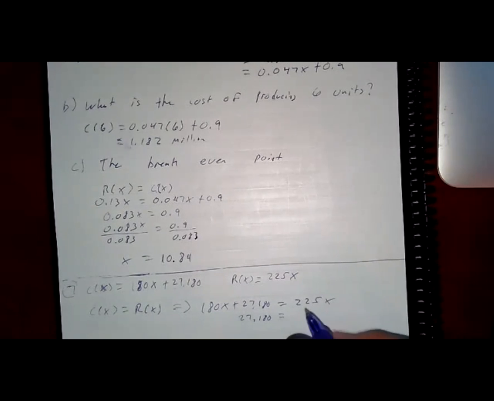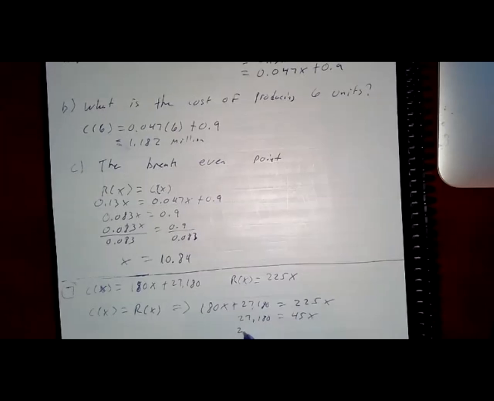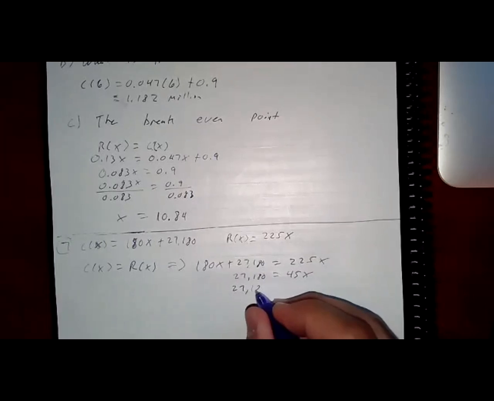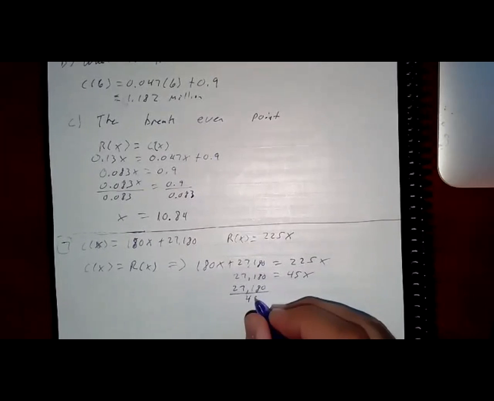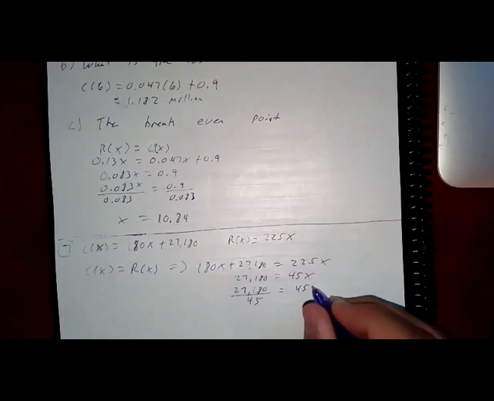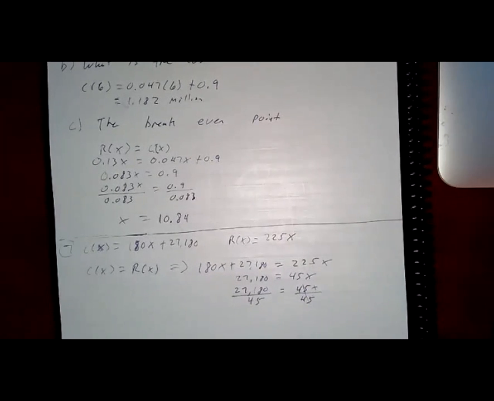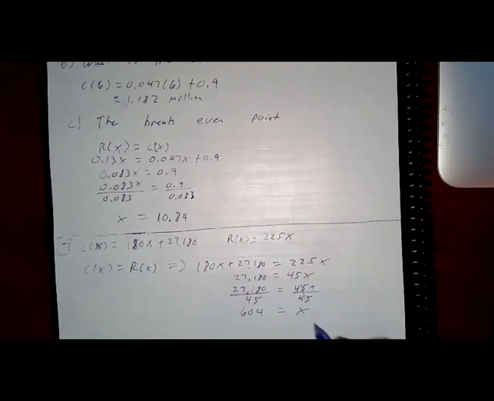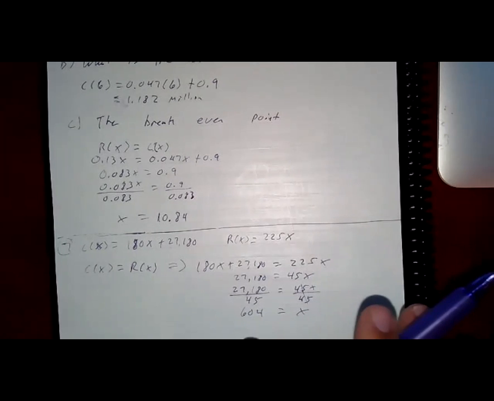225 minus 180, that is 45, right? And then divide both sides by 45, and we'll be done. 27,180 divided by 45 looks like 604. That's the number of items we care about.